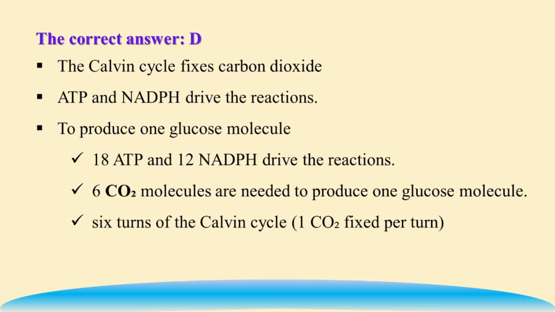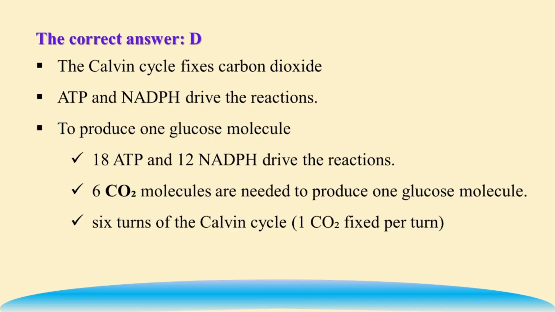The correct answer is D. The Calvin cycle fixes carbon dioxide and uses ATP and NADPH generated during the light-dependent reactions. Since one carbon dioxide molecule is fixed in each turn, 6 turns are required to produce one glucose molecule.